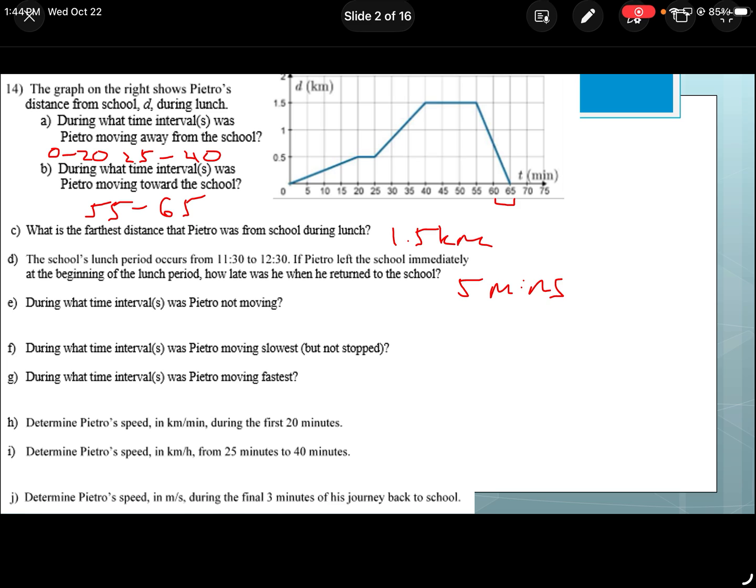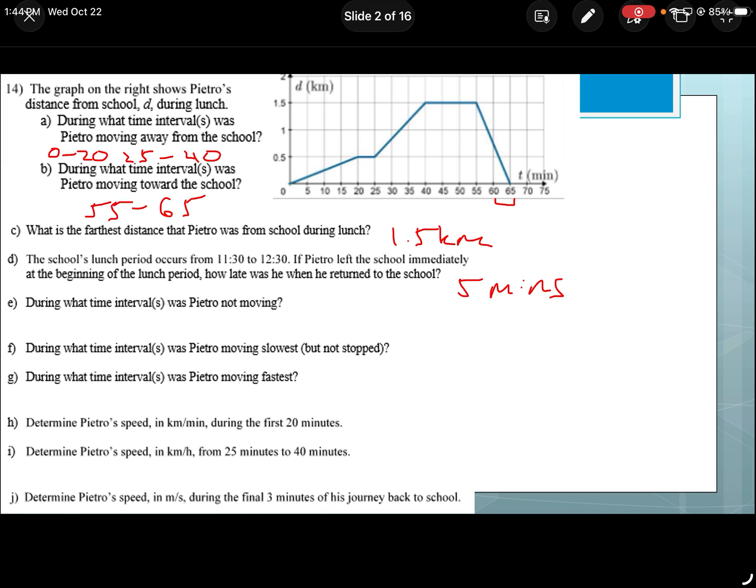During what time interval was Pietro not moving? The reason this question is a bit misleading is because it only says distance and it doesn't say anything about moving or not. So he could actually be the exact same distance away and moving. Like, imagine if I move around in a circle, I'm the same distance the whole time, and I'm still moving. So it's a bit of a silly question, it should be worded better, but we're going to assume in these parts right here is when he's not moving. We're just going to say that he stopped instead of moving around in a circle or whatever.